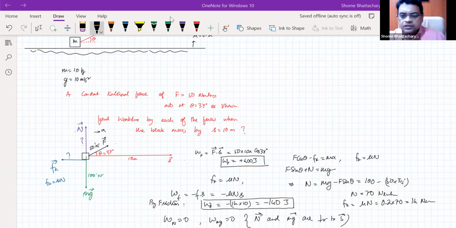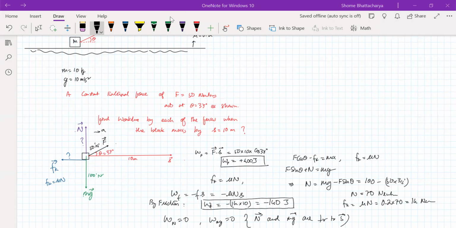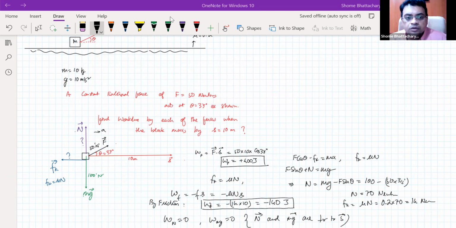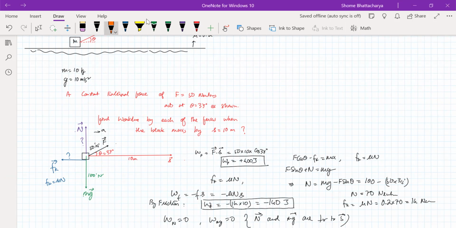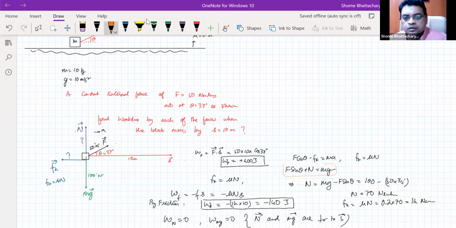Okay, people, so hope this question is clear. Sir, one second. Could you please explain the work done for friction? Because I'm getting a different answer. Work done by friction, see, the magnitude of friction is mu into normal reaction, right? And the magnitude of the normal reaction I have calculated here from the free body diagram, this equation. So the normal reaction is not equal to mg, it's less than mg. Instead of 100 newtons, it's 70 newtons.